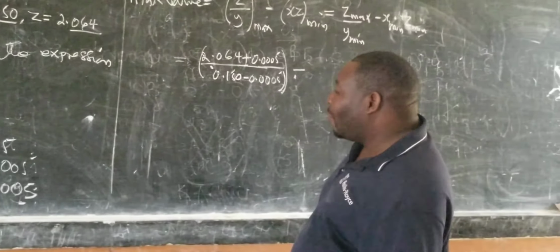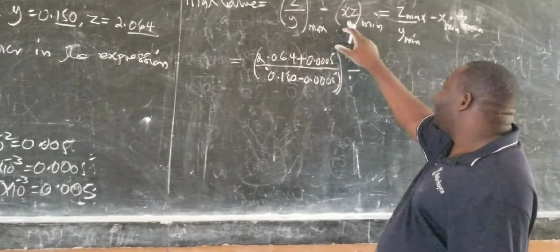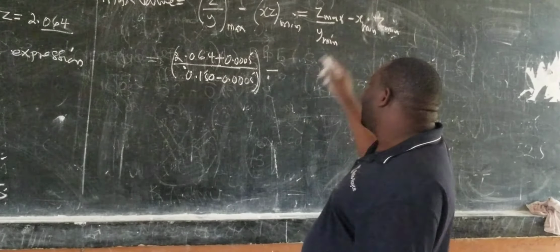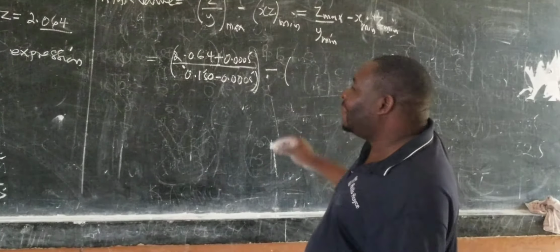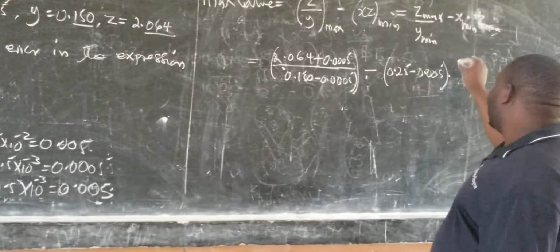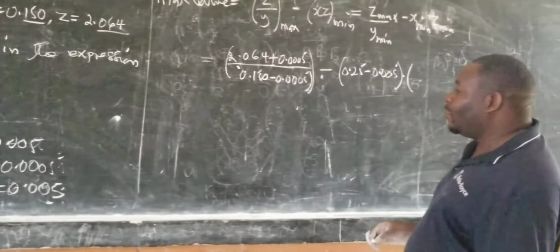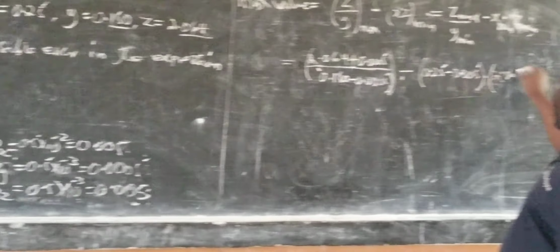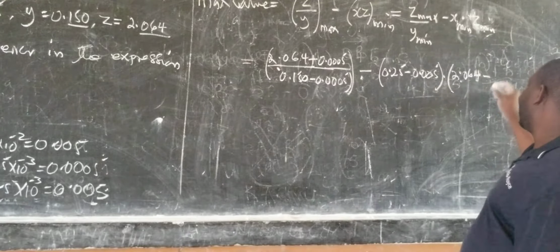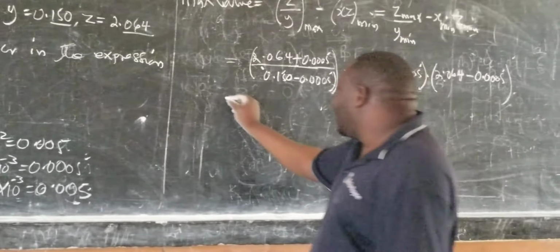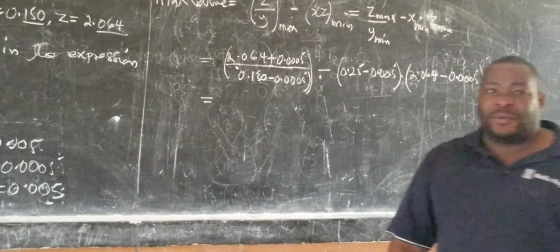Then minus, what you are taking away, you make it very small, that is x minimum times z minimum, and so the minimum x is 0.25, making it minimum is minus its error, which is 0.005, then times z should be minimized, which is 2.064 minus its error, which is 0.0005. Then we use our calculators here to come up with the values.